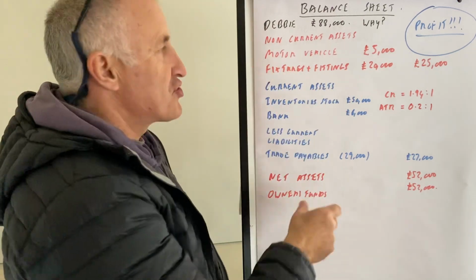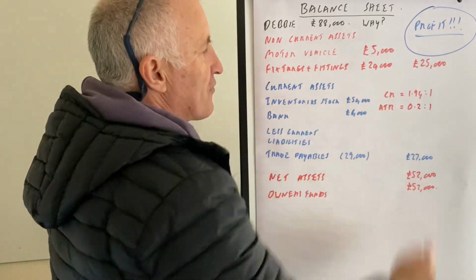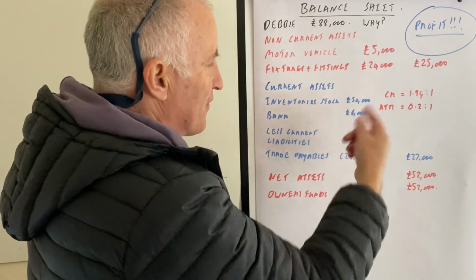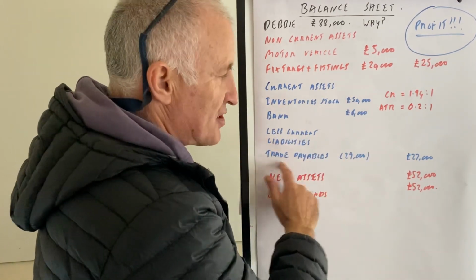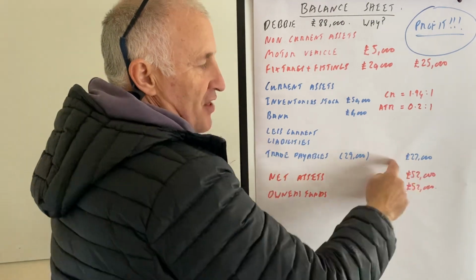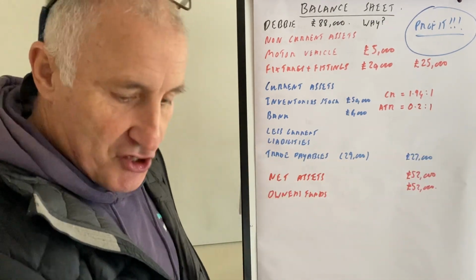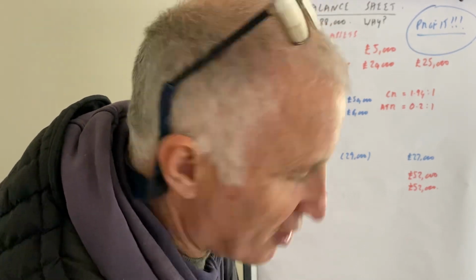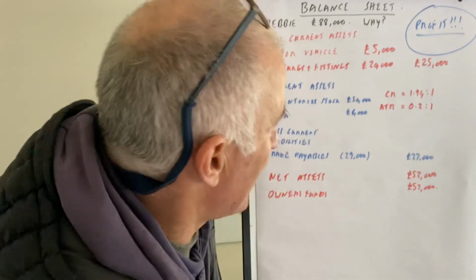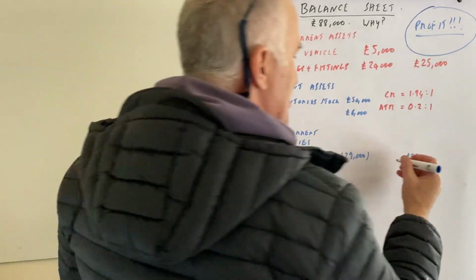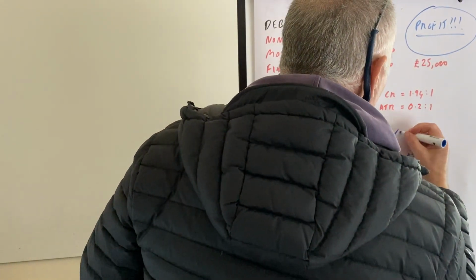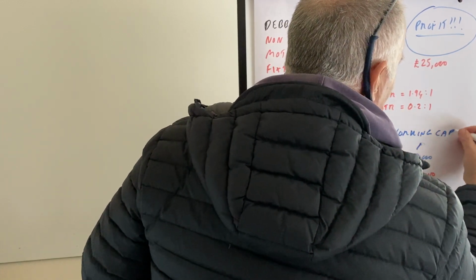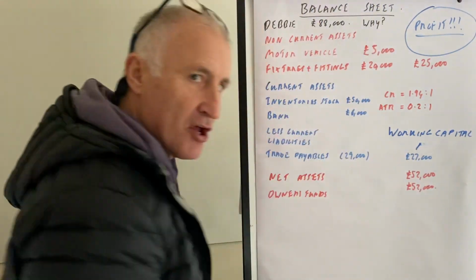So once again, with a balance sheet, non-current assets come to 25,000 quid. The current assets, which is stock and bank, come to £56,000. There's the current liabilities, which is £29,000. So therefore, we have current assets minus current liabilities of 27,000 quid. This is also called working capital on here.